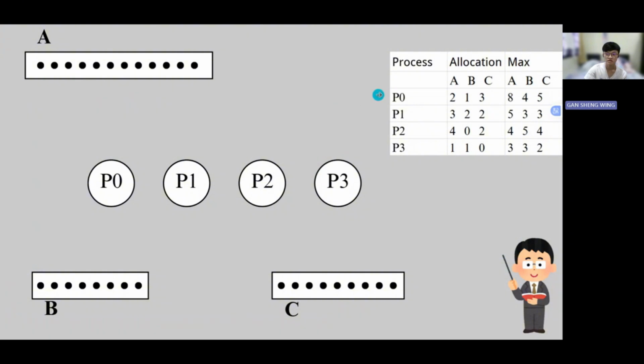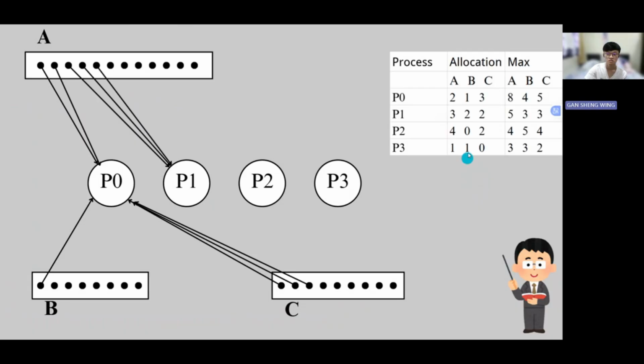So let's look at P0. P0 has 2 instances of A, so we draw 2 arrows from A to P0. B has 1, so we draw 1. C has 3, so we draw 3 arrows. And P1 has 3 instances of A, so we draw 3 arrows. B has 2. C has 2 also.